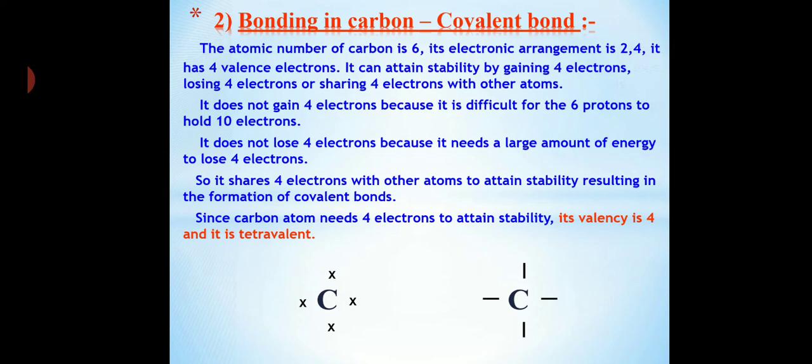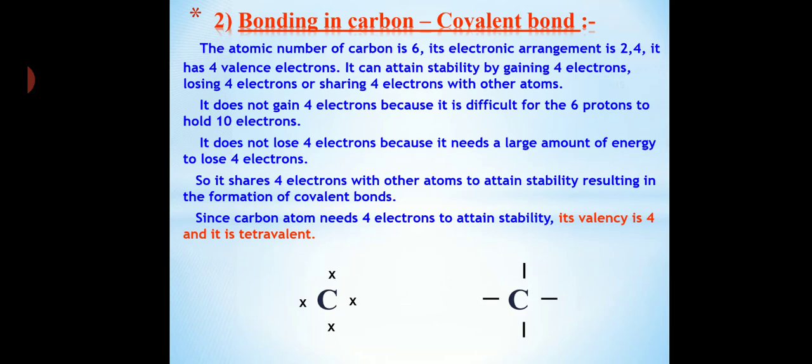Now let's discuss the bonding in carbon. Carbon forms a covalent bond. So what is this covalent bond? Let's discuss now. The atomic number of carbon is 6 and its electronic configuration is 2 and 4. It has 4 valence electrons. So it can attain stability by gaining 4 electrons, losing 4 electrons, or sharing 4 electrons with other atoms.